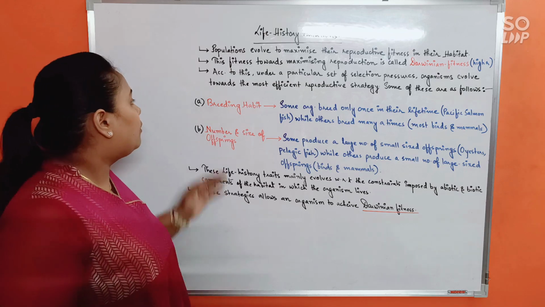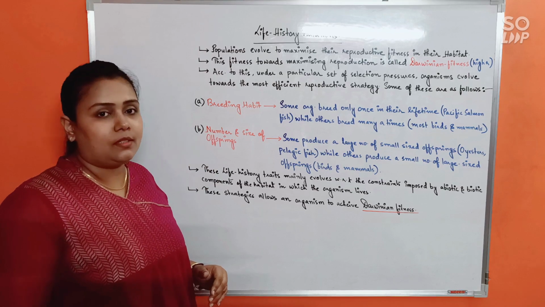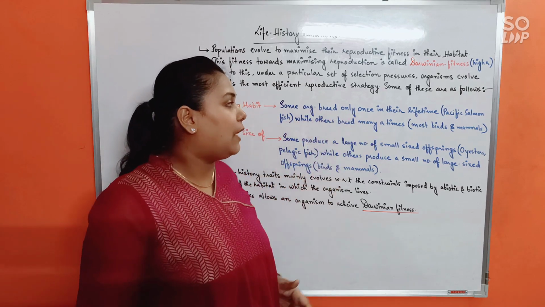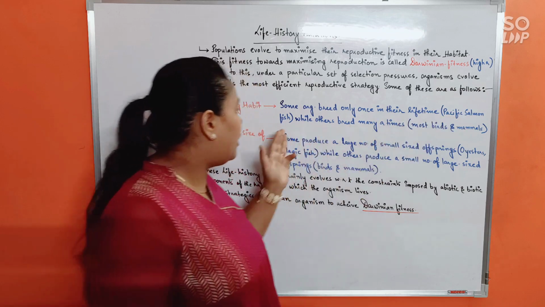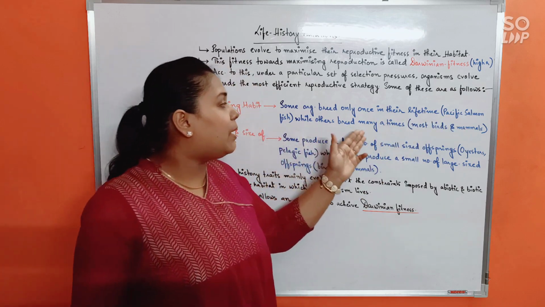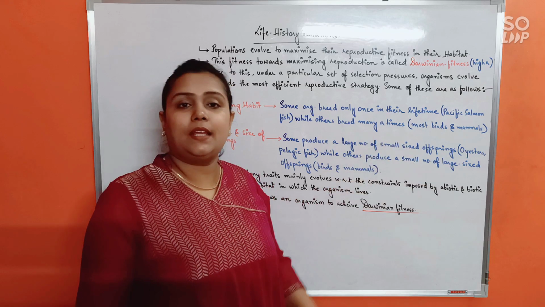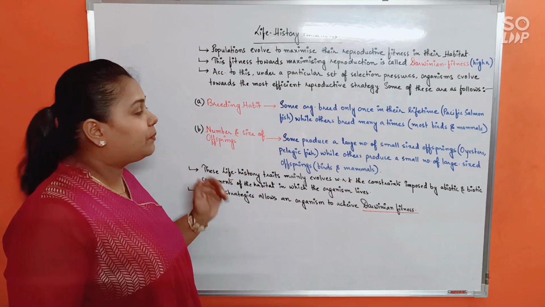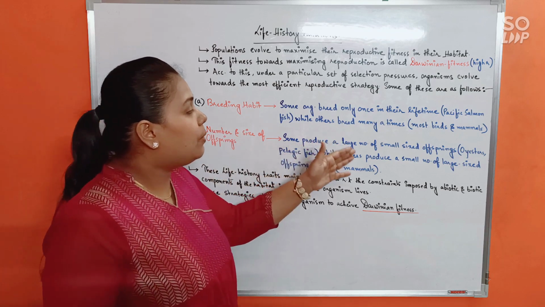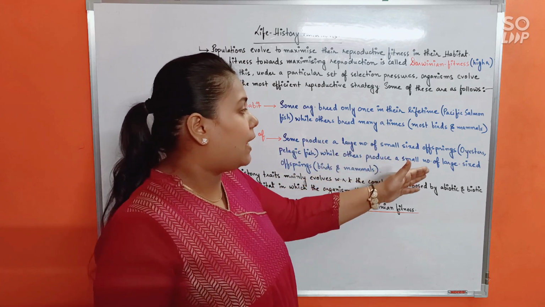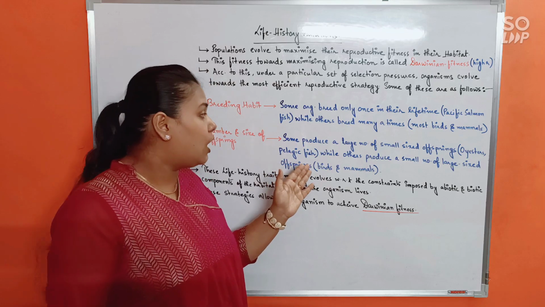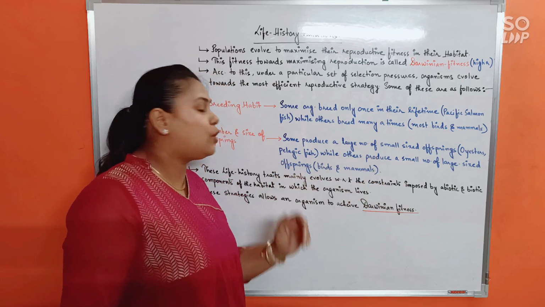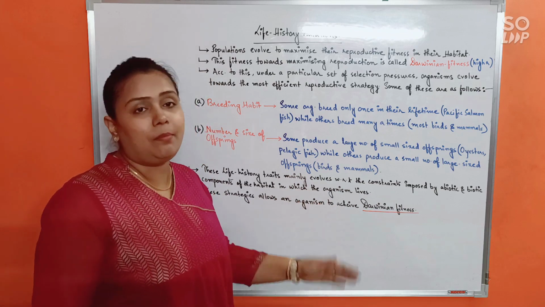Okay. Now, first strategy is breeding habit. Some organisms breed only once in their lifetime, like Pacific salmon fish, while the others breed many a times, like most birds and mammals. Likewise, number and size of the offspring. Some produce a large number of small-sized offspring like oysters or pelagic fish, while the others would produce a small number of large-sized offspring like the birds and mammals.